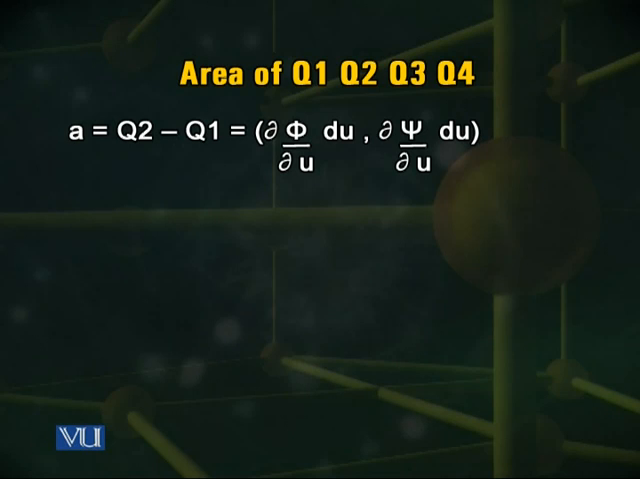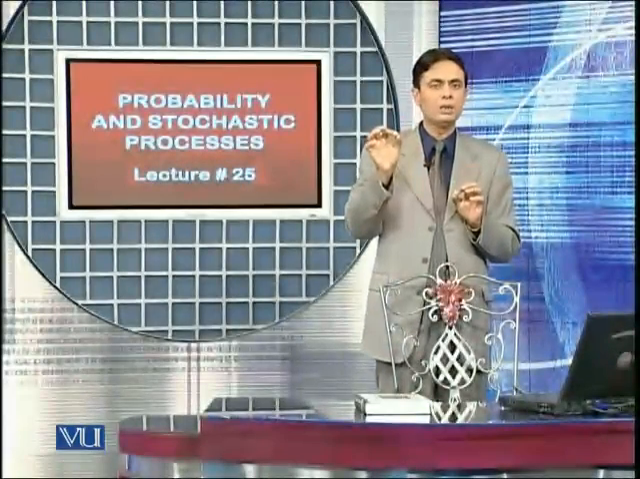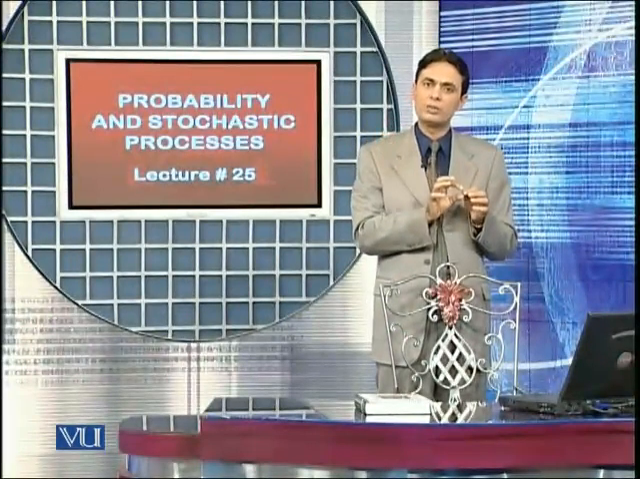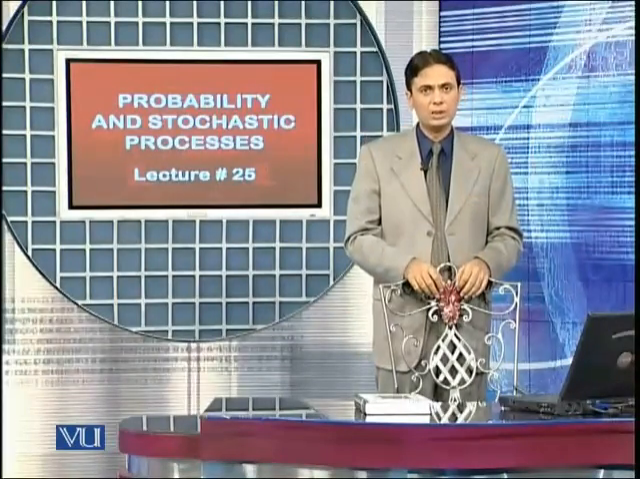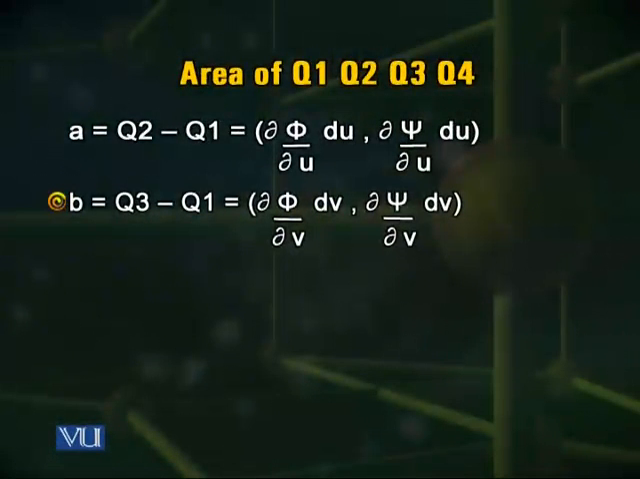Similarly, the other vector, which is from point Q1 to Q3, is obtained by subtracting the coordinates of point Q1 from coordinates of point Q3, and this vector comes out to be partial derivative of phi with respect to v multiplied by dv and partial derivative of psi with respect to v multiplied by dv.